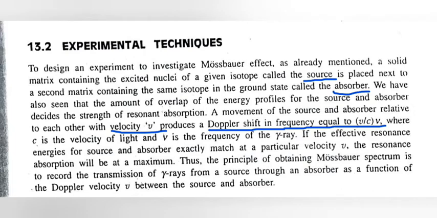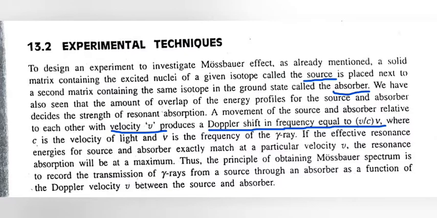The integral part of the experimental technique is the source and absorber. Source means a solid matrix containing the excited nuclei of a given isotope, called the source. A solid matrix means a crystal lattice, and a second crystal lattice containing the same isotope in the ground state is called the absorber.